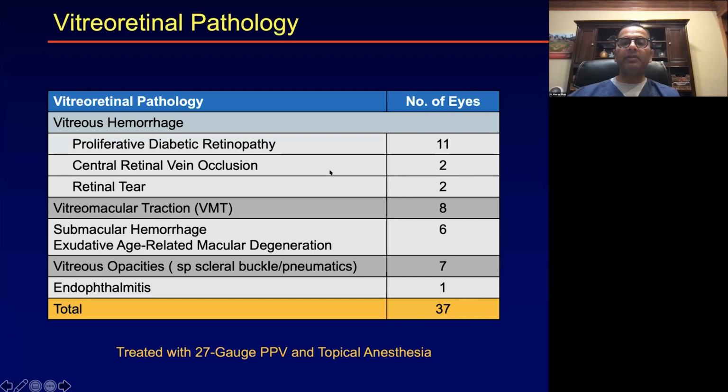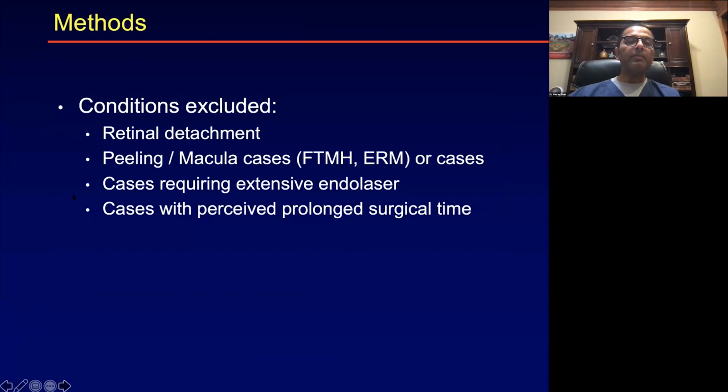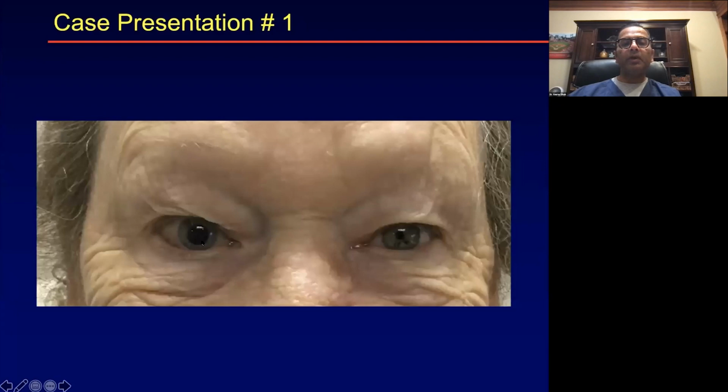And these are the patients that we operated on, 37 eyes with different diagnoses: vitreous hemorrhage, VMT, submacular hemorrhage, vitreous opacity, and endophthalmitis. We excluded conditions such as retinal detachment, cases that required peeling or extensive endolaser or prolonged surgical time. So this kind of just shows you day one, the presentation. You can't even see which eye had surgery.